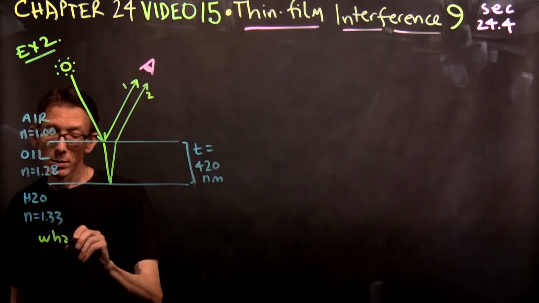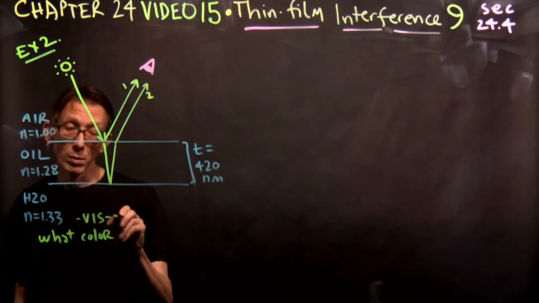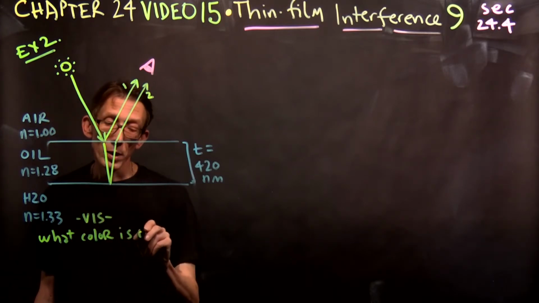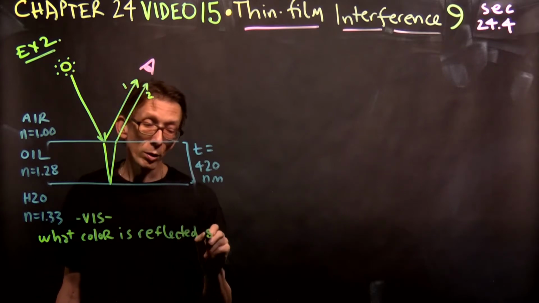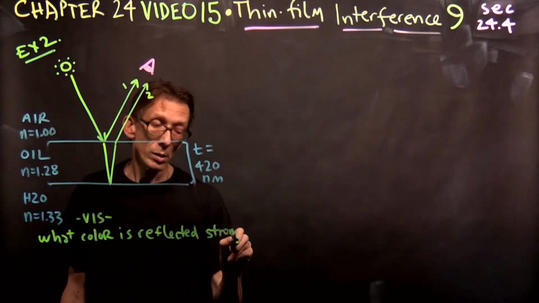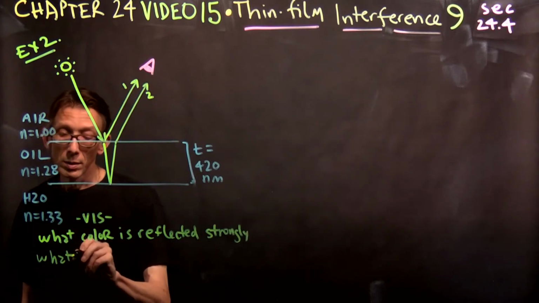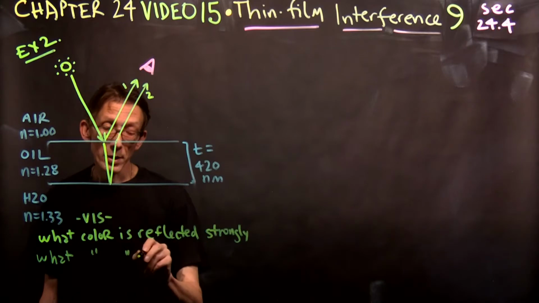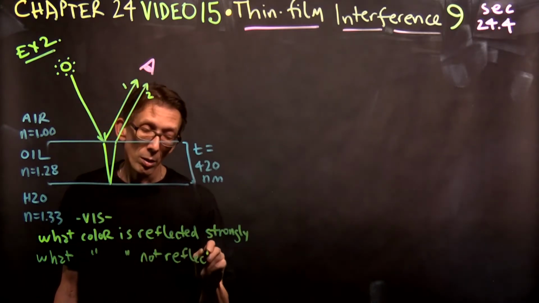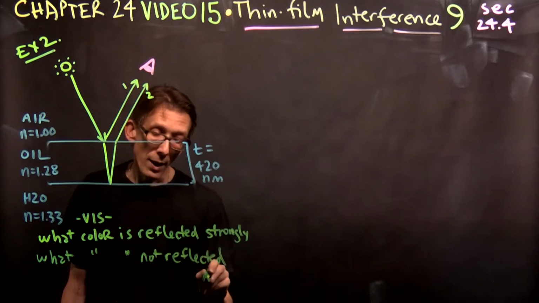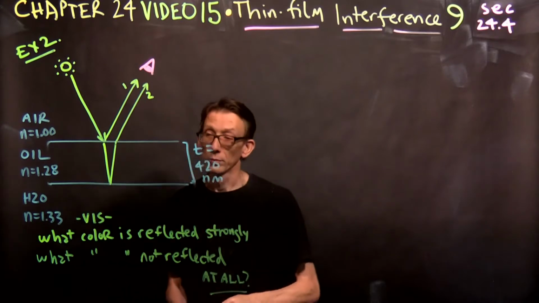what visible color is reflected strongly, and what visible color is not reflected at all? So 2 parts.